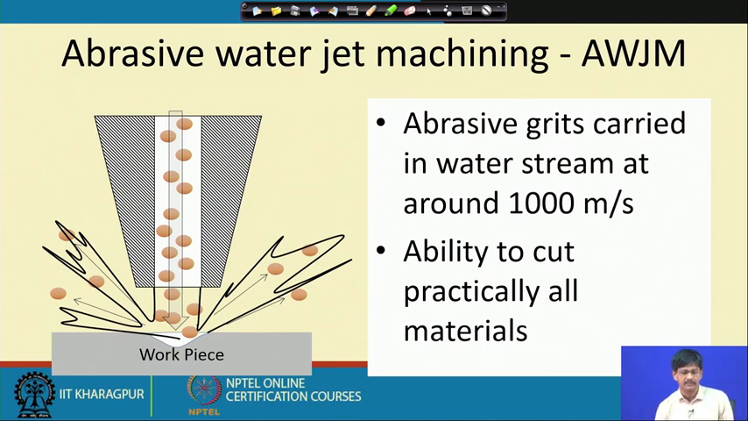Cutting rates in abrasive water jet machining and laser beam machining, both of them can cut practically all materials, but laser beam machining has become much more accepted due to its versatility and also its ability to cut very hard and tough materials. For hard and tough materials, abrasive jet machining is not so appropriate.